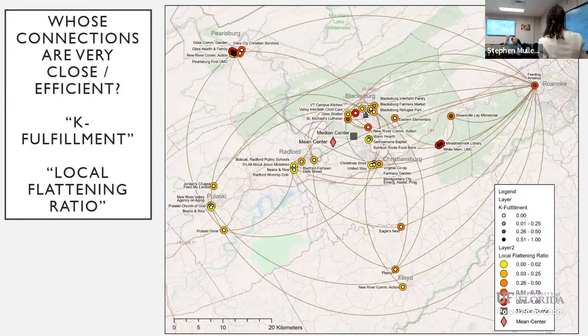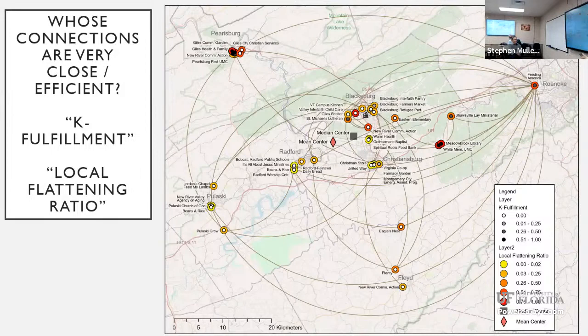So we developed a very basic metric called K-fulfillment to answer this question. K-fulfillment is, I know you have 6 neighbors. Are they your 6 closest neighbors? Are your 6 closest neighbors, are you connected to all of them? And so when you see darker values here, it means that yes, this is very sensitive to the number of ties you have. We found out that these two were, even though they're a bit of an anomaly because they don't have many ties, they were very localized in their connections. We found out that people up in Perrysburg were also very localized with their connections.